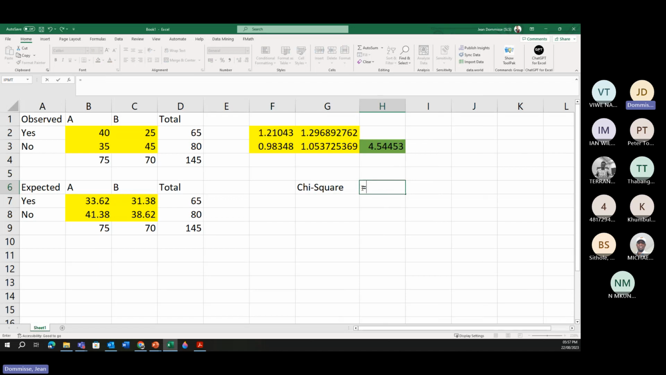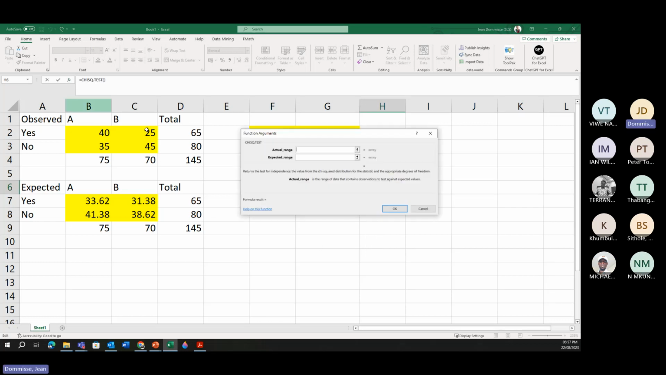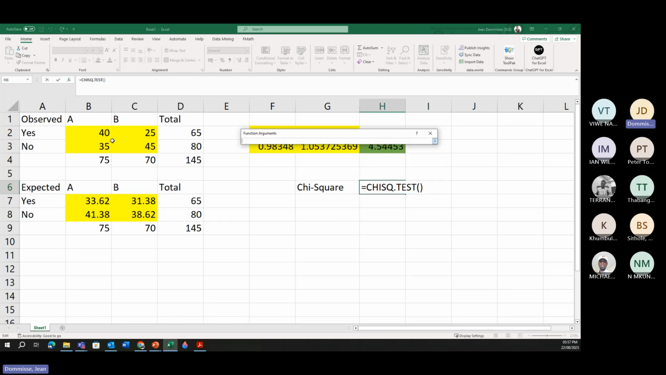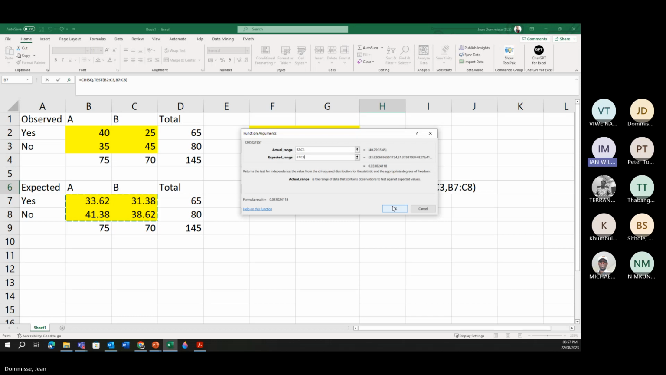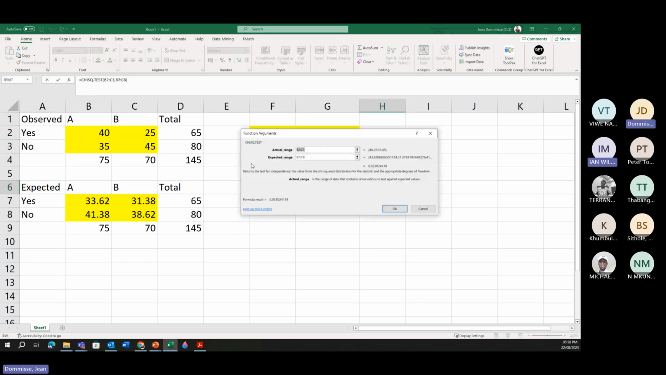So your chi-square, let's quickly see. Let's see if it is that one. There's a few of them, so I just want to get the exact numbers. So the actual range is your observed numbers. The expected range is those expected numbers. And then hopefully, okay, so that's a bit different. So what did we work out here? We worked out actually the p-value and not.